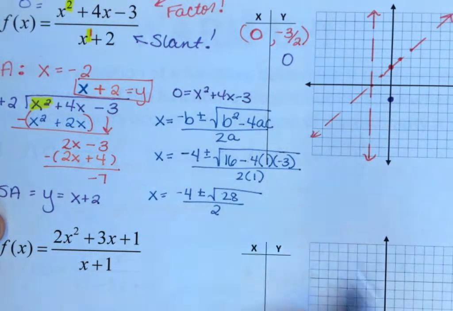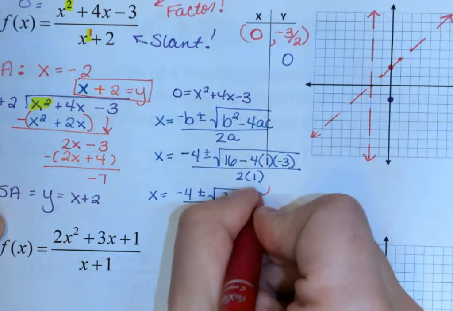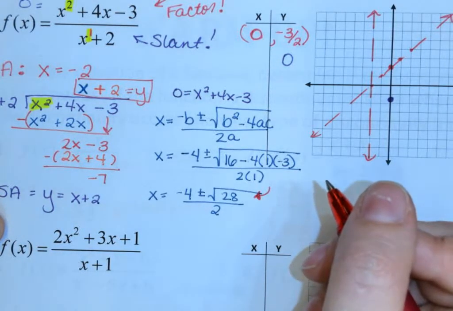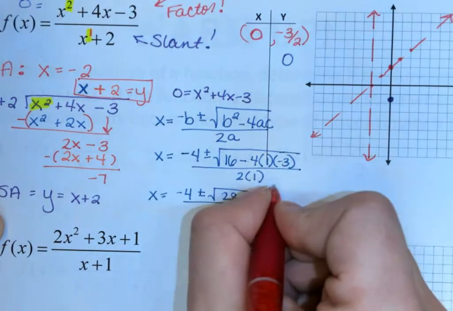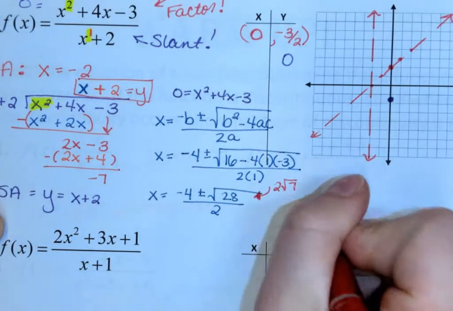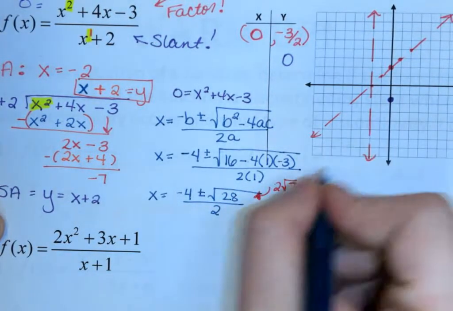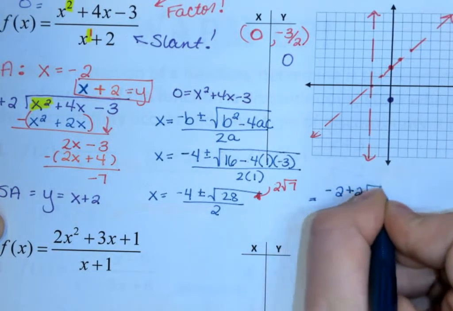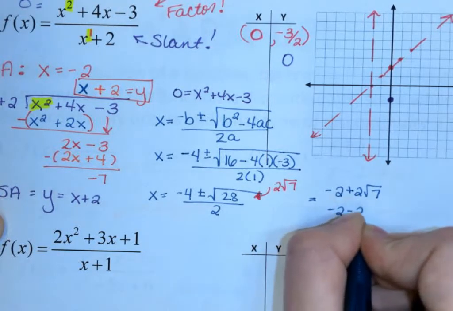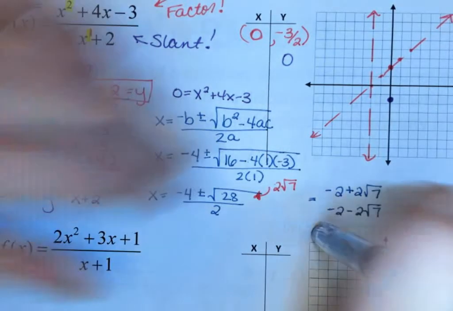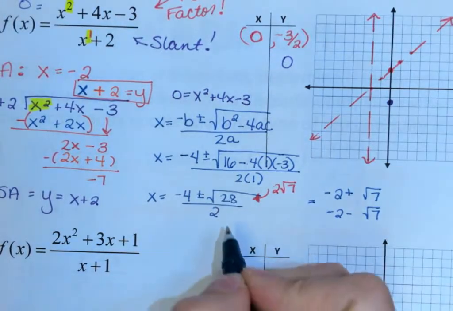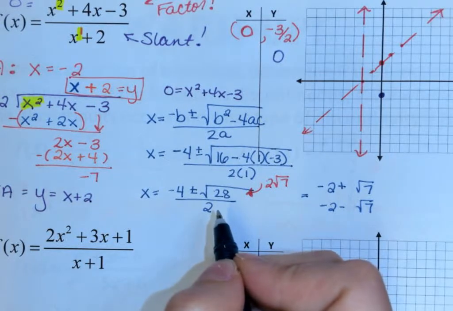Does the square root of 28 simplify? What perfect square? 4. 4 goes into 28 how many times? 7. So this is 2 square roots of 7. So when I simplify that, I'm going to have negative 2 plus root 7 and negative 2 minus the root of 7. Because the 2 is gone. Because I divided by 2. And I really don't want to draw that.